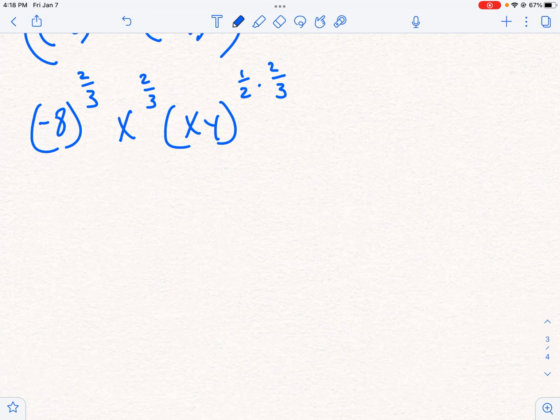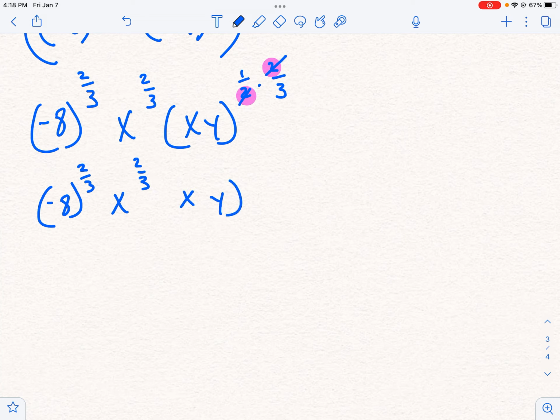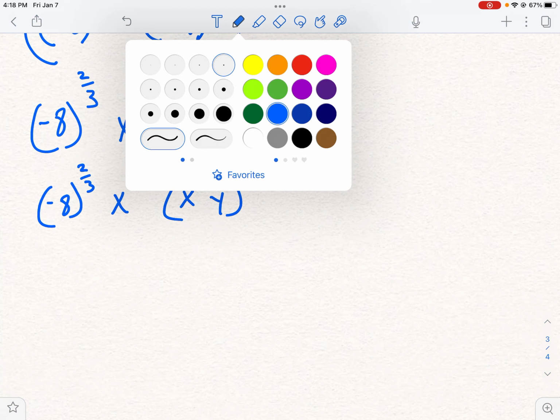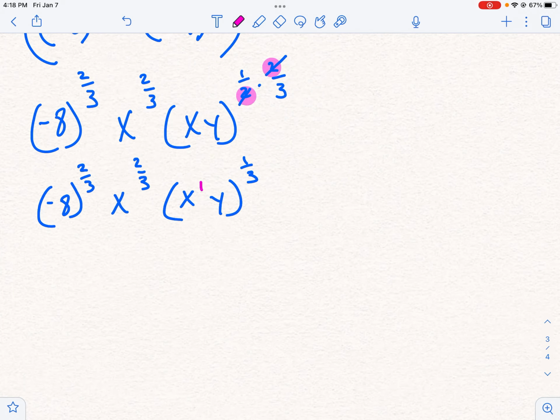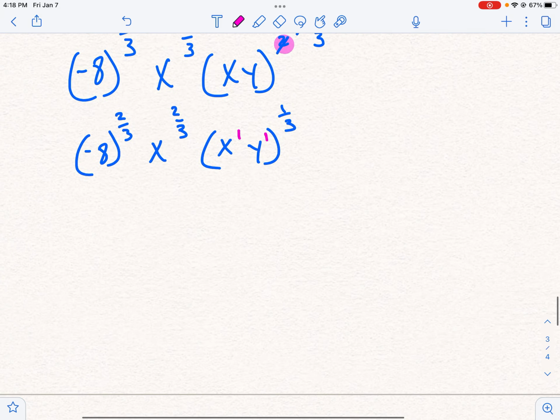So now I have this broken up stuff. This sure doesn't look simpler. I do, however, observe something I can cancel out, so I like that. So there's finally the first piece of good news that I've gotten out of this. I have -8 to the 2/3, and I have x to the 2/3, and I have xy to the 1/3 now. I'm going to redo that first step one more time. I'm going to remind myself that inside of here, the x and the y are to a certain power, and I'm going to go ahead and use that same power rule.